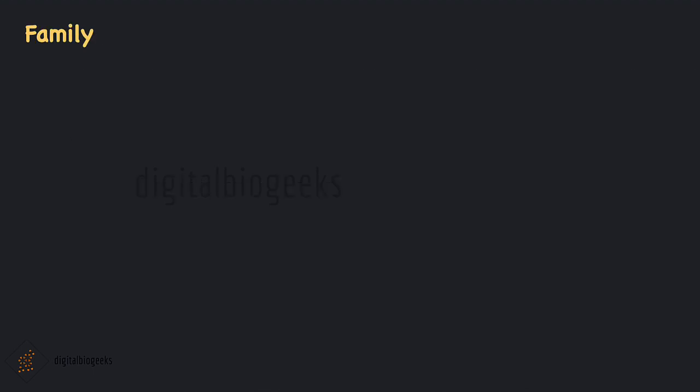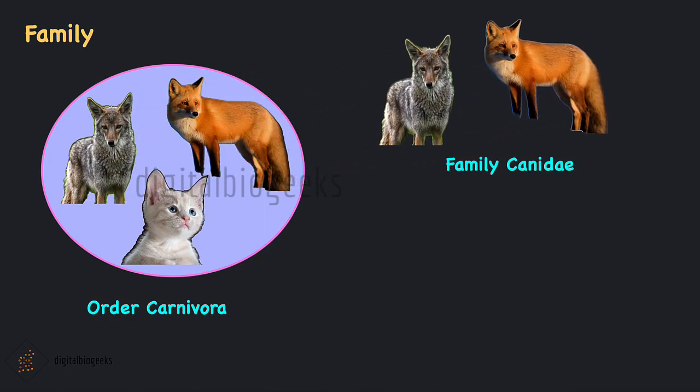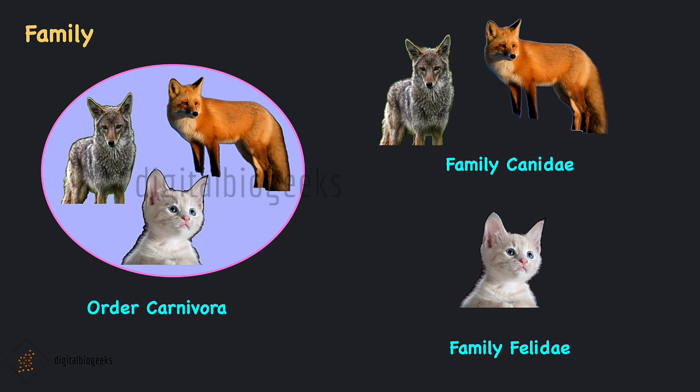The animals under order can be again grouped into family based on their close resemblance. Members of the same taxonomic family share a closer kinship with one another than they do with the other members of the same order. For example, foxes, coyotes, lions, cats all belong to the order Carnivora. However, foxes and coyotes belong to the family Canidae, whereas lions and cats belong to the family Felidae.